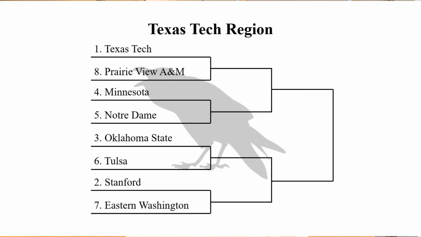In the top left bracket, the Texas Tech region. Texas Tech will be hosting Prairie View A&M in the opener. Prairie View A&M out of the Houston area. They are the SWAC champions. Winner of that game will play the winner of Minnesota and Notre Dame. Minnesota, a notable inclusion in the bracket.